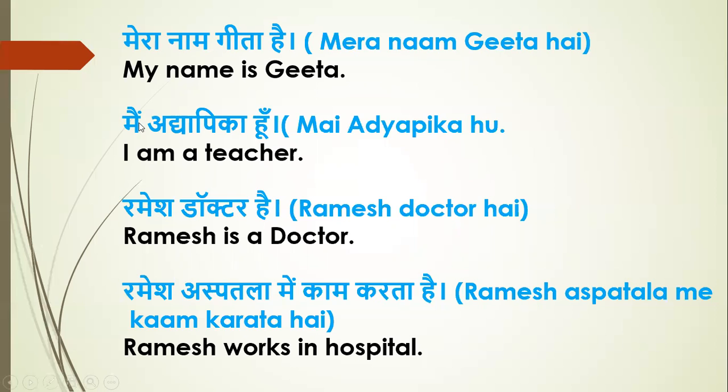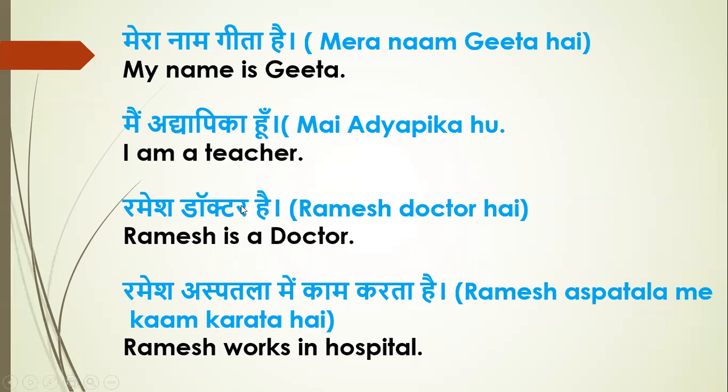Now, मैं अध्यापिका हूँ. If the teacher is a female, then it is मैं अध्यापिका हूँ. If the teacher is a male, then मैं अध्यापक हूँ. In the place of अध्यापक, you can put your profession. For example, मैं किसान हूँ, means I'm a farmer. मैं businessman हूँ, I'm a businessman, etc.